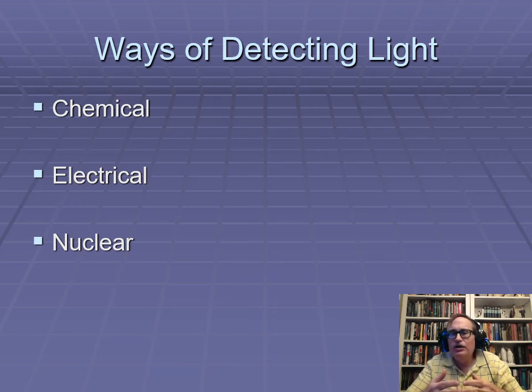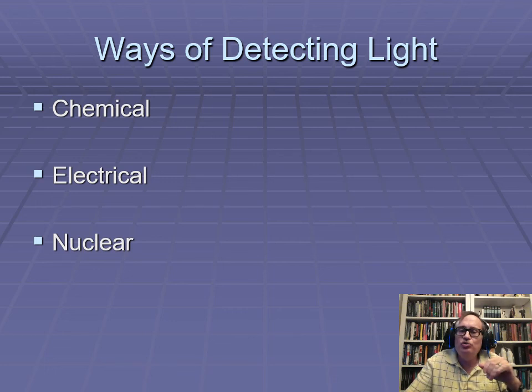Finally, there's another way of detecting light, and that's nuclear. We're not going to really talk about that. That's beyond the level of this class, but certain extremely energetic forms of light, for example X-rays, or especially gamma rays, can excite the nucleus of an atom. And so that's another way of potentially detecting light, or detecting the effect of light. But we're not going to normally worry about that.